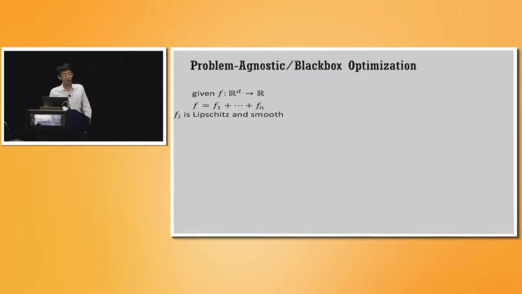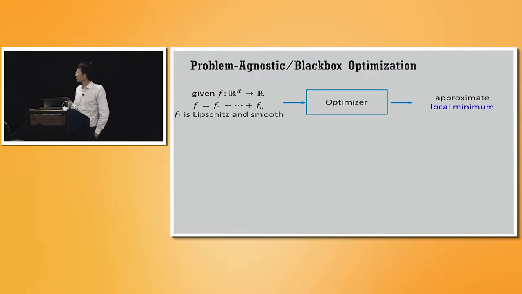function. And we know the function probably is a sum of functions. This is typical in machine learning applications. And for the f_i, for example, we know they have some regularity conditions like Lipschitz or smooth. Then we give this function and maybe the gradient and the second-order derivative of this function to an optimizer. And the optimizer has to return us an approximate local minimum.